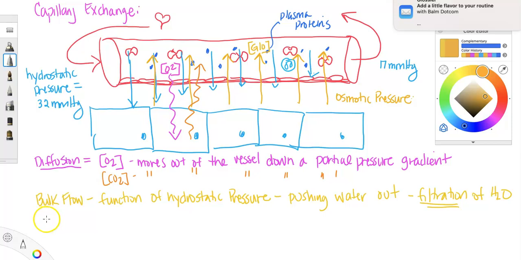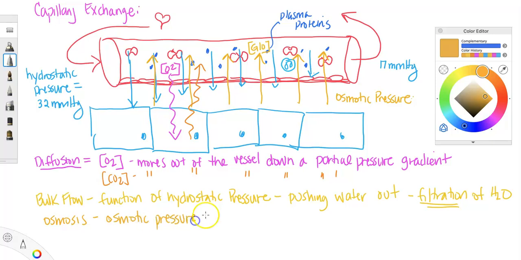The next movement is osmosis. So this comes from osmotic pressure. And it's pulling the water back into the capillary. Pulling water back into the capillary. This is called absorption.